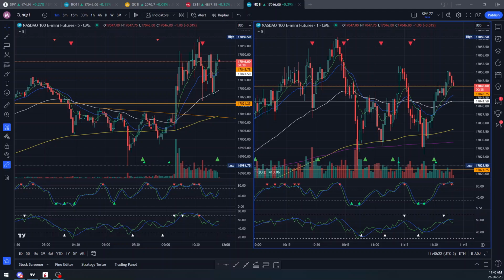So it's NQH4. Yep, that's right. NQH4 on TradeRhub, because we're trading the March contracts. And also I'll be sharing a screenshot with you.